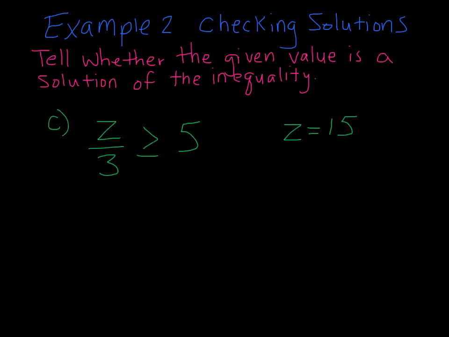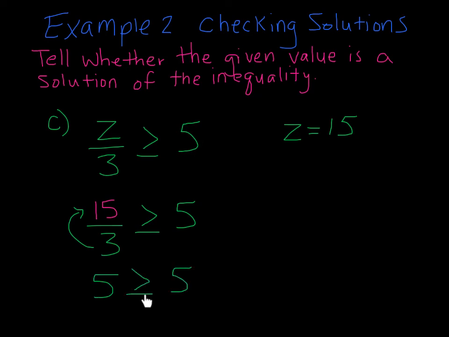My last inequality says z divided by 3 is greater than or equal to 5. z equals 15. So let's put that in. We've got 15 divided by 3. The question is, is it greater than or equal to 5? So now we just do our check. 3 can go into 15 5 whole times. Is it greater than or equal to 5? Please don't forget that this little line underneath means it's equal to. So my answer would be yes, 15 is a solution of the inequality.